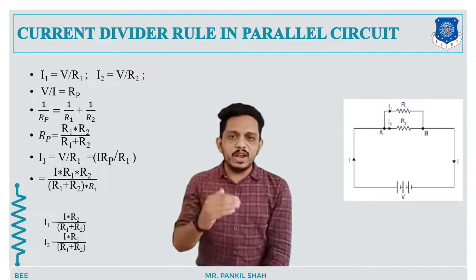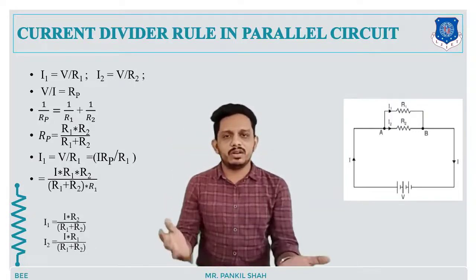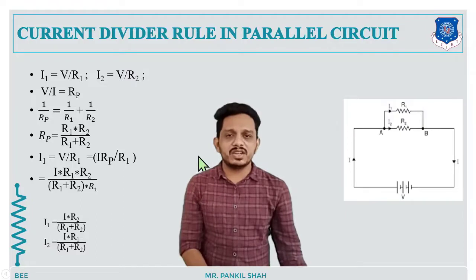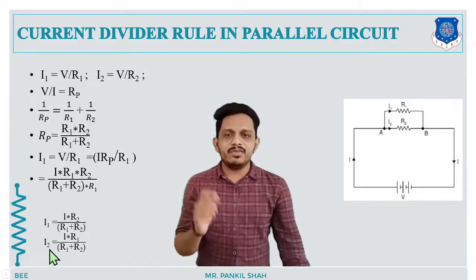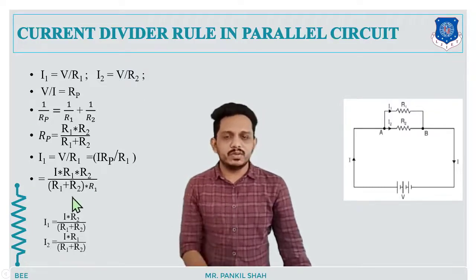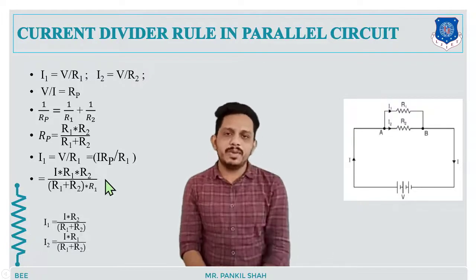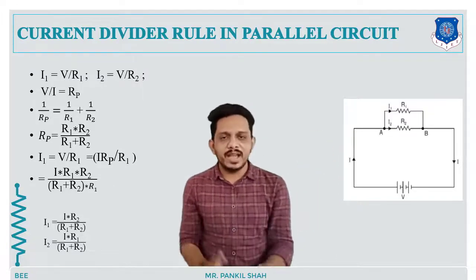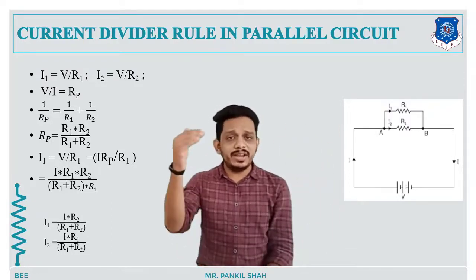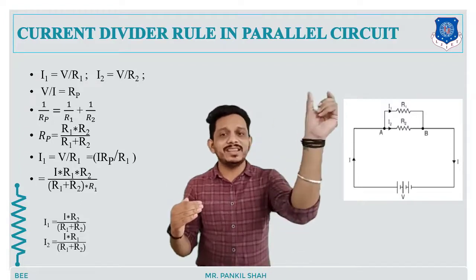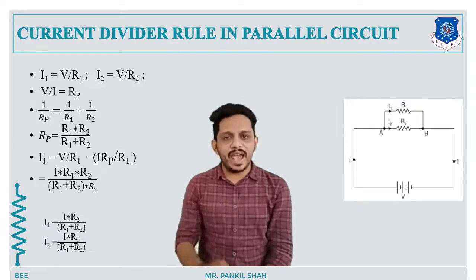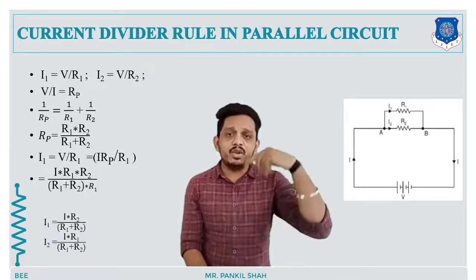Now you can put the value of V in both of these equations. If you put this value of V in the first equation, then I1 is equal to V upon R1. So if you put the value of V in this equation, then 1 upon R1 will be outside, and inside you have to put the value of V, which is nothing but capital I times R1 R2 upon R1 plus R2. Here there is 1 upon R1 and here there is R1 R2, so R1 and R1 will be cancelled. So the equation of current I1 is: I1 is equal to the total current I into R2 upon R1 plus R2.